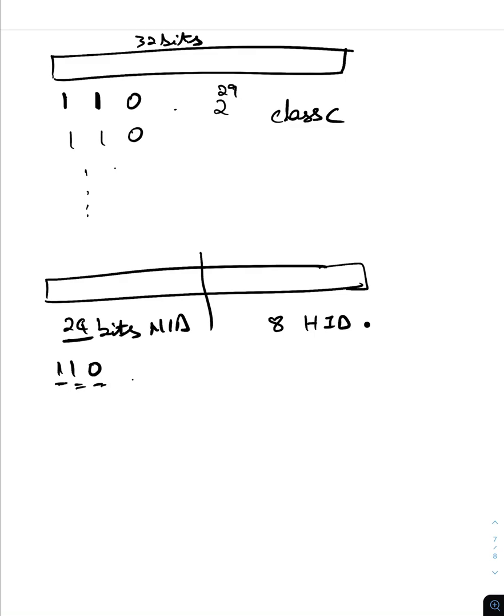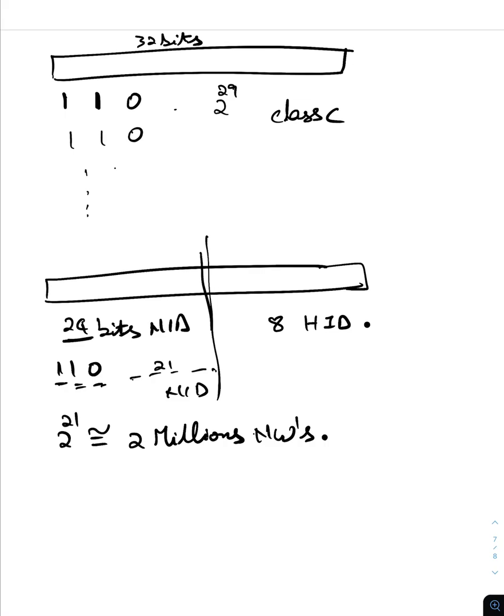So it's 24 bits, right? As 3 bits are already dedicated, we have the remaining 21 bits in the network ID part. So we have 2^21, which is approximately equal to 2 million networks. And each network has, as we have 8 bits in the host ID, 2^8 IPs available for each network, right? So let me explain how this is formed.